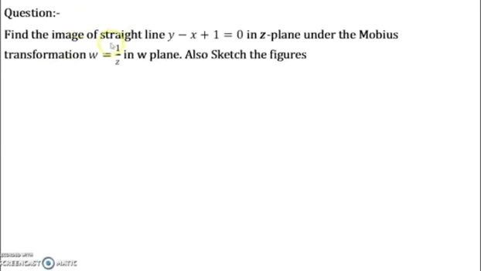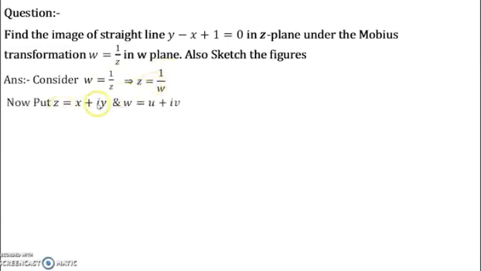Everyone. So in this video I'm going to discuss one of the practice problems which I gave already in the previous lecture. Find the image of the straight line y minus x plus 1 equal to 0 in the z plane under the Mobius transformation w is equal to 1 by z in the w plane. Also sketch the figure.